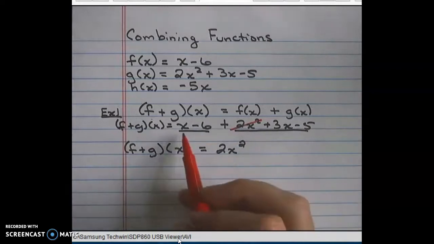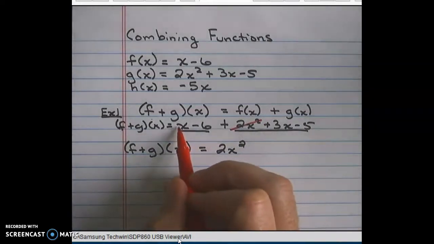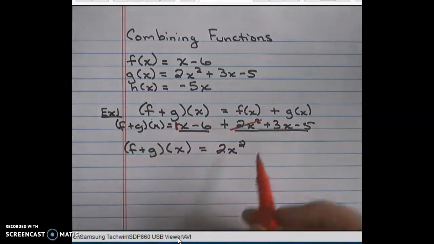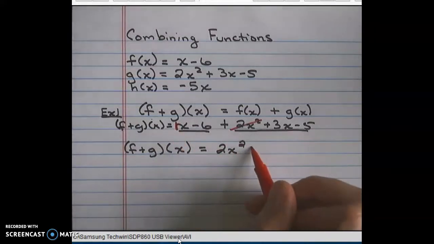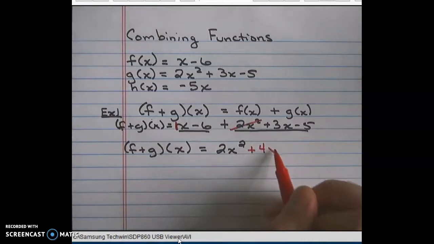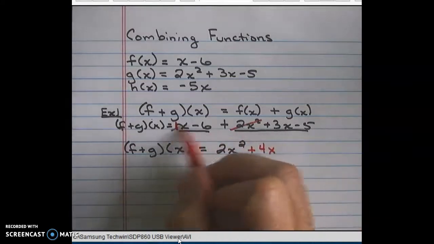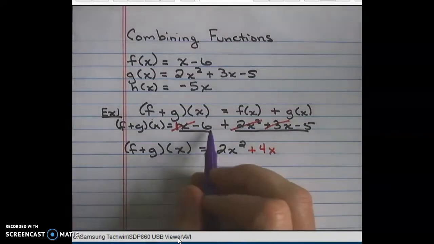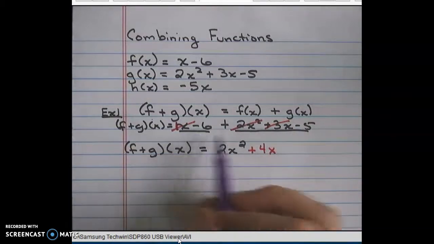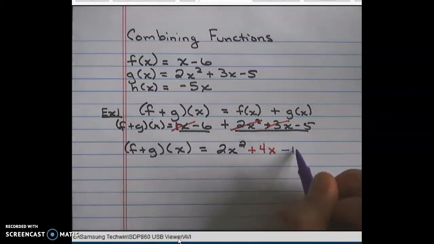So the next highest power is the x's. Here it's just a single x or a positive 1x. And I can combine that here with a positive 3x. So 1x plus 3x is going to make 4x's. So if I put my x's together through addition, that's what I'm going to get. And at the end then I just have my constants, negative 6 plus my negative 5. So negative 6 and negative 5 combined makes negative 11.